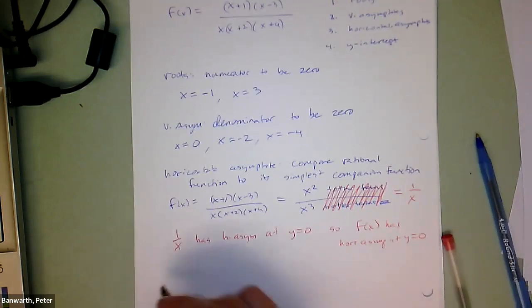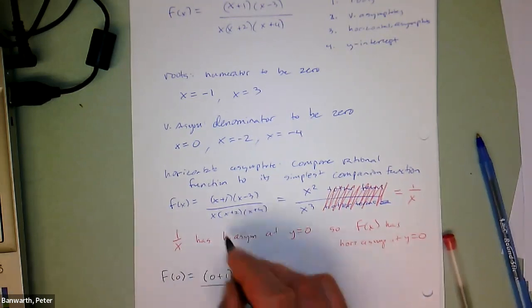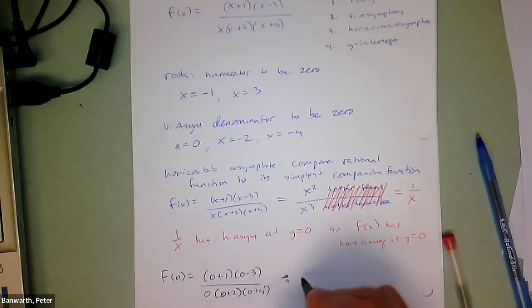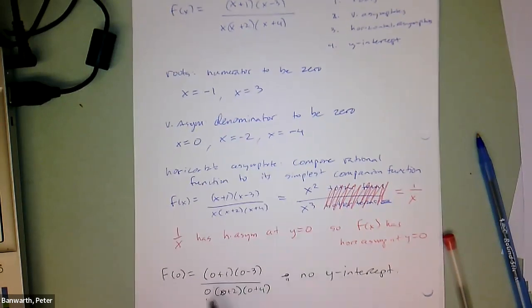And if I want my y-intercept, I'm going to plug 0 into my function. So I get 0 plus 1 times 0 minus 3 times, oh boy, here I have a problem, right? Because I'm trying to divide by 0. So there is no y-intercept. I knew that. I mentioned it before, and I forgot it. I forgot that fact, but it didn't matter because when I did the math, it reminded me. So you don't have to remember everything the first time.